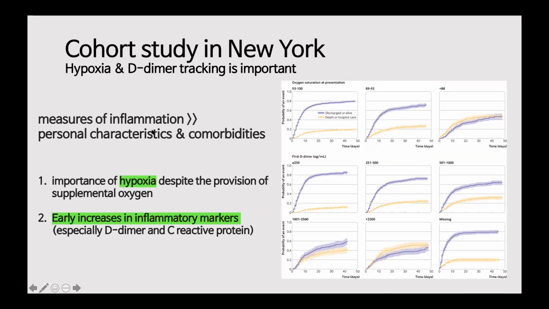The D-dimer is a measure of how your body is responding to inflammation. So if you have more inflammation when you first enter the hospital, you're more likely to die. Then the other various factors like diabetes or obesity or old age don't really matter that much. But inflammation is really important in tracking your symptoms to tell whether you're going to die or not.